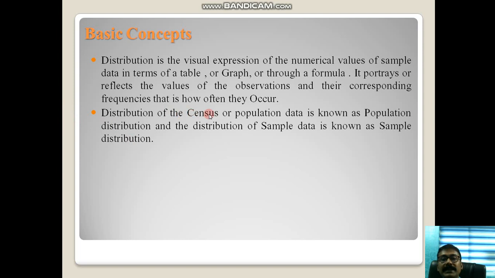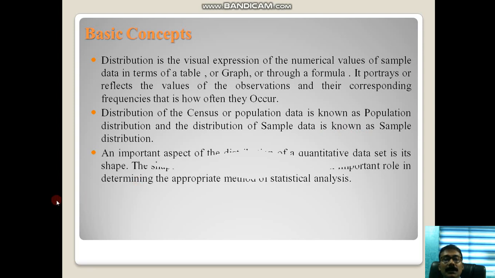The distribution of census or population data is known as population distribution, and the distribution of sample data is known as sample distribution. An important aspect of the distribution of a quantitative data set is its shape, because the shape of a distribution frequently plays an important role in determining the appropriate method of statistical analysis.